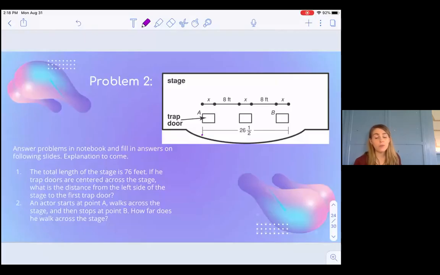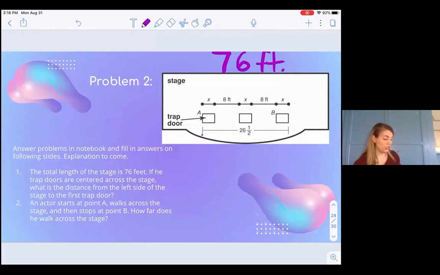Okay, so these problems were a little bit harder than the first ones, but I still want us to stay focused and just really dive into what the problem is saying. Also, pictures are always going to be my answer to everything. Draw a picture on it. So the first question says the total length of the stage is 76 feet. So I'm going to go ahead and label that this whole stage is 76 feet.